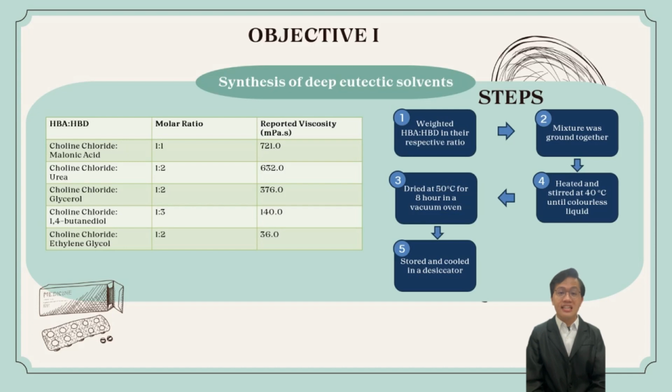Firstly, the HBA and HBD were weighed according to their respective ratios. After grinding the mixture together, it was then heated and stirred at 40 degrees Celsius until a colorless liquid was formed. The mixture was then dried at 50 degrees Celsius for 8 hours in a vacuum oven. After taking it out, the solution was stored and cooled in a desiccator.